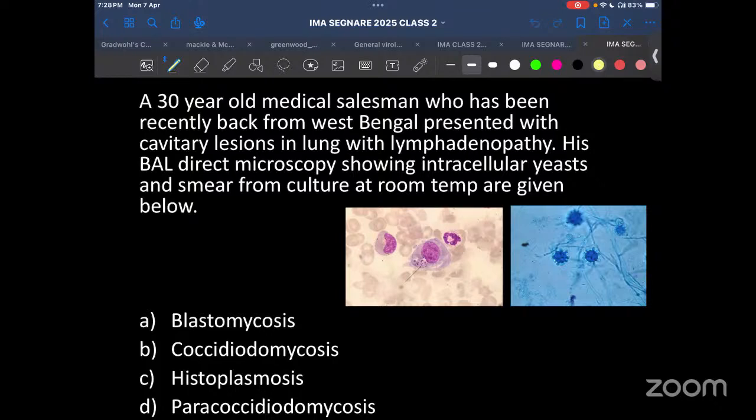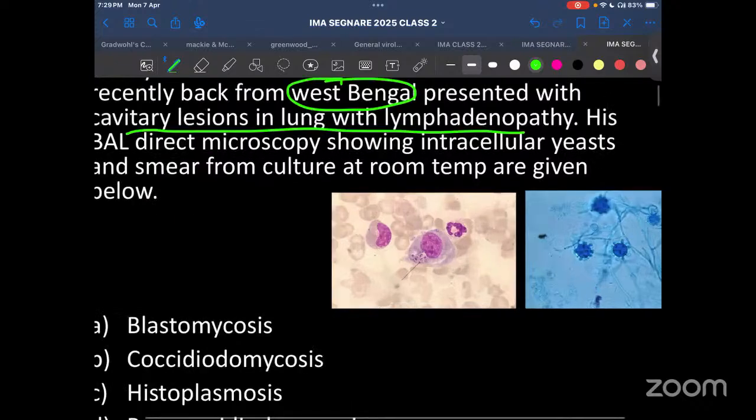So what is happening here? He is coming from West Bengal, and he is having cavitary lesions in the lung with lymphadenopathy. Normally, a cavitary lesion in the lung with hilar lymphadenopathy is seen in tuberculosis. But here it is not tuberculosis. They are saying that the bronchoalveolar lavage direct microscopy shows intracellular yeast.